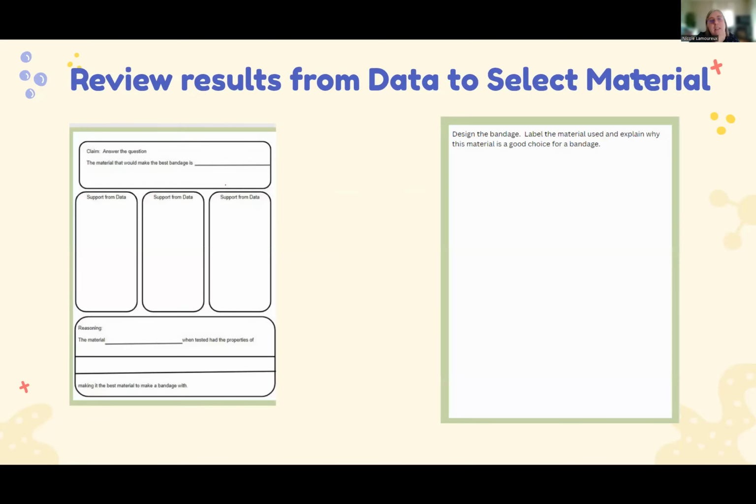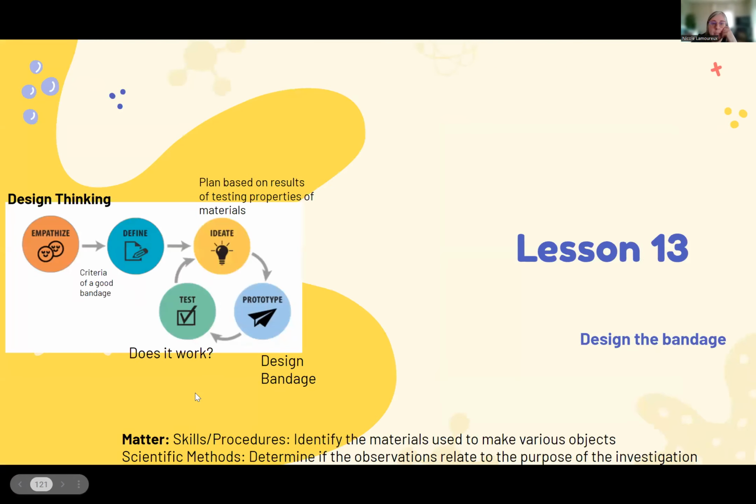Again, they have this form that they've worked through with the rubber ball, the bouncy balls. You again can make that decision of the support from data that comes from the investigations they've been working on. And then, the material that makes the best bandage is this: the material, I don't know, gauze, when tested, had these properties. So they should be telling you what properties it had, making it the best material to make a bandage. Then they plan out and design their bandage.